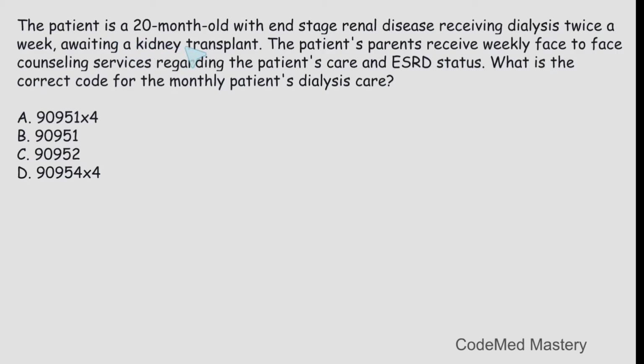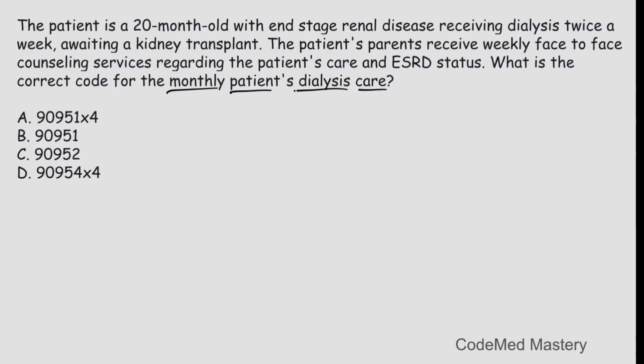The patient is a 20-month-old with end-stage renal disease receiving dialysis twice a week awaiting a kidney transplant. The patient's parents receive weekly face-to-face counseling services regarding the patient's care and ESRD status. So here they're asking what is the correct code for monthly patient's dialysis care.